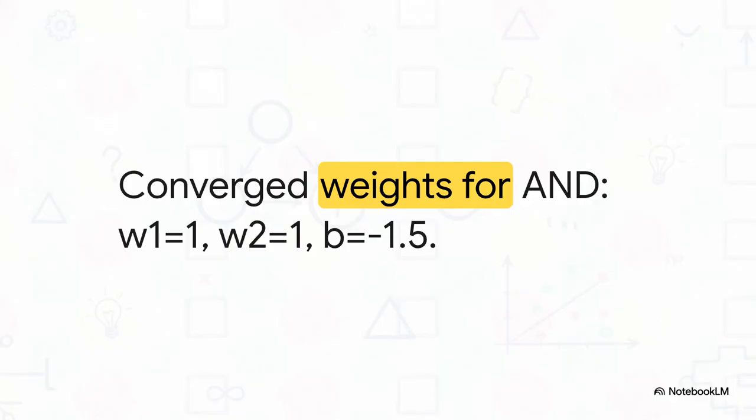And you know what? After just a few passes over this dataset, the separating line settles perfectly. The weights converge to 1 and 1 with a bias of -1.5. If you do the math, only the inputs of 1 and 1 yield a result greater than 0, which gives us our correct target. The straight line has successfully separated the data. The AND gate is fully solved.